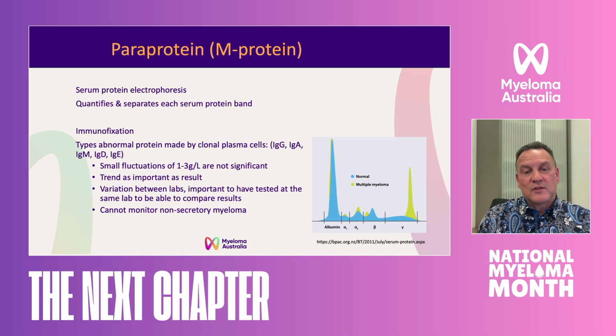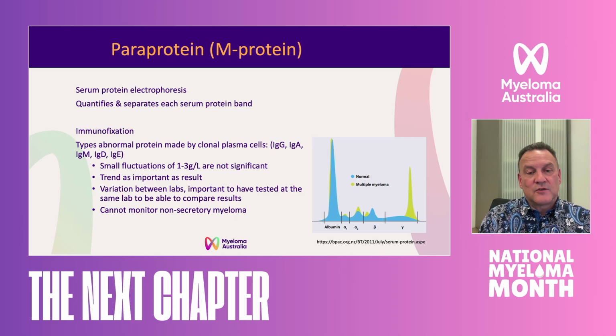Small fluctuations in these levels don't mean a huge amount because the test is not that sensitive. And so there has to be a significant level in the blood, such as 5 grams per liter, to make a diagnosis of myeloma. And also somewhere between 5 and 10 grams per liter for us to say the myeloma is changing significantly and might need to have a change in treatment or initiate treatment.